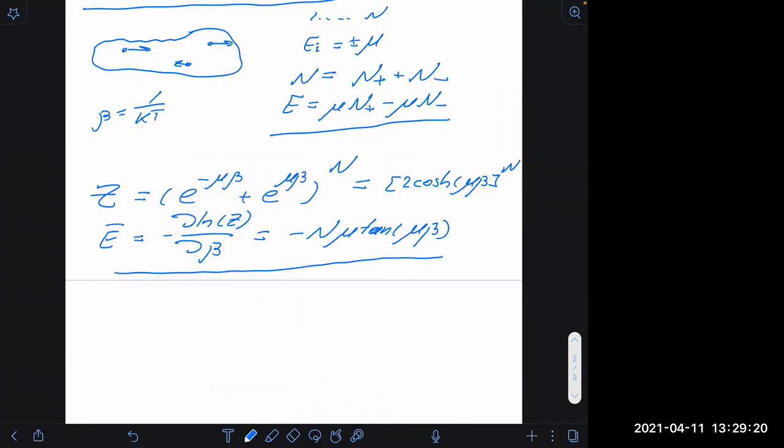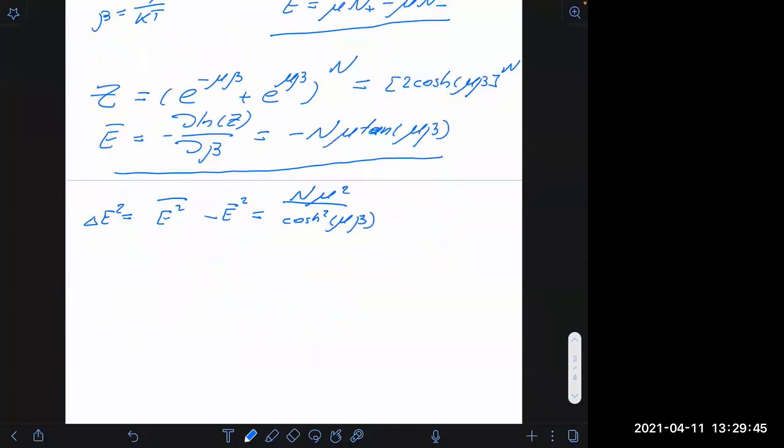Quantitatively, that means we want to look at the variance of this distribution, and the variance is defined as E squared bar minus E bar squared. We're again not going to do any math here, but it's going to turn out to be n mu squared over cosh squared mu beta.